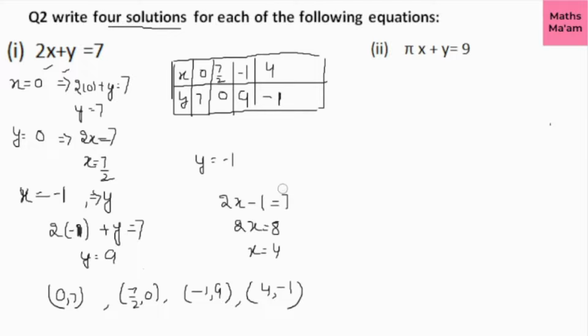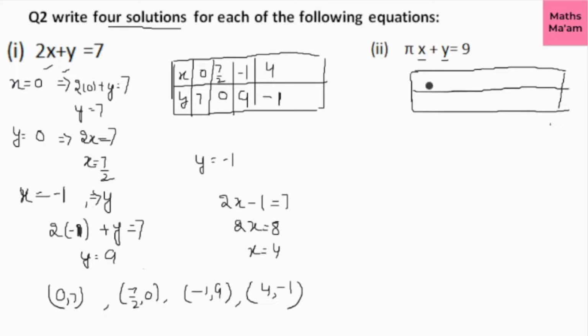Okay, now let's do the second part. Second part says pi x plus y is equal to 9. So here again we'll put different values of x for y, and we can also put different values of y for x. So again we'll make a table for this. Now we'll put different values. So first of all, let's start with x. Let's say x is equal to 0. So then y would be equal to how much? Pi times 0 plus y is equal to 9. That means y is equal to 9.